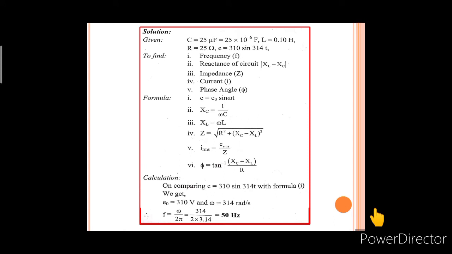And hence the frequency f we can calculate, as omega is nothing but 2 pi f. So f is to be written as omega upon 2 pi. The value of omega we had determined as 314 radian per second. So let's substitute the value in the formula omega upon 2 pi. So it becomes 314 upon 2 into 3.14, and the value of frequency f we are getting as 50 hertz.